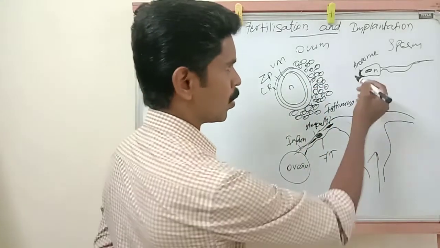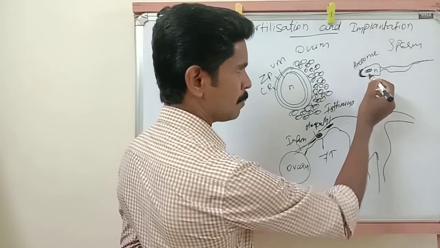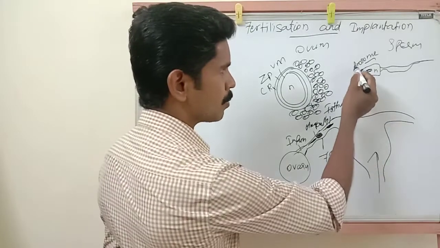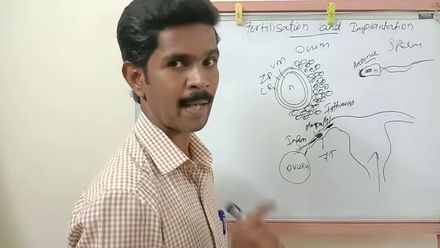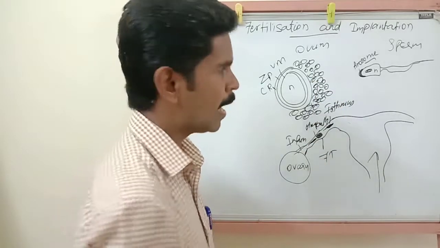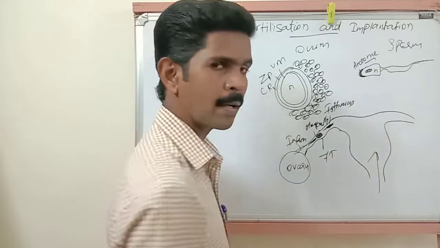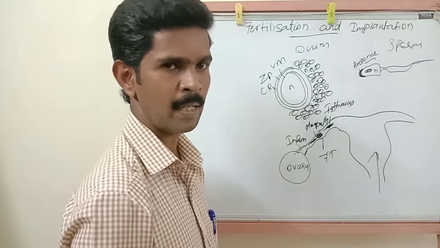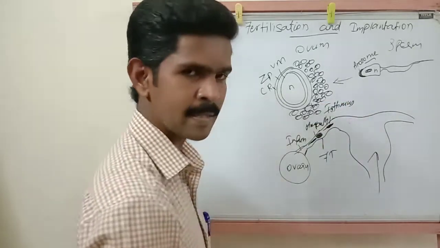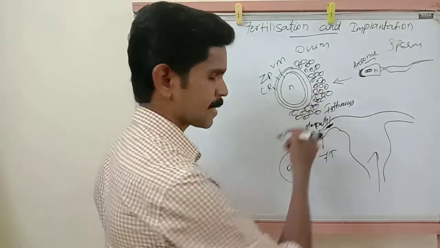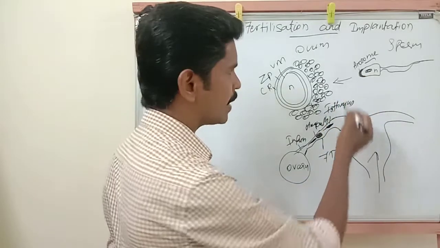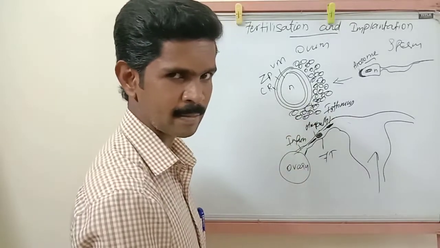And in the previous class I told you that the tip region of the sperm cell is called the acrosome. This acrosome region contains one enzyme, the hyaluronidase enzyme. Here the acid is called hyaluronic acid, and the enzyme present in the acrosome is called hyaluronidase. So when this sperm cell reaches the follicle cells of the egg cell, immediately the hyaluronidase enzyme is released.